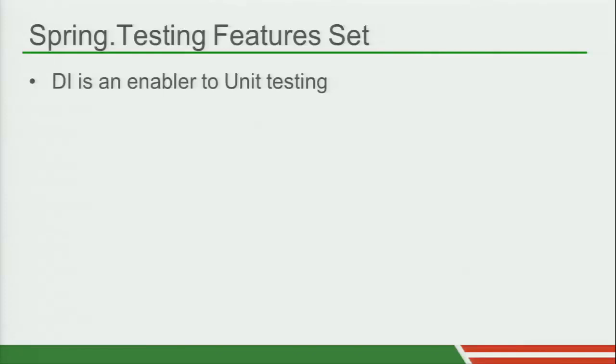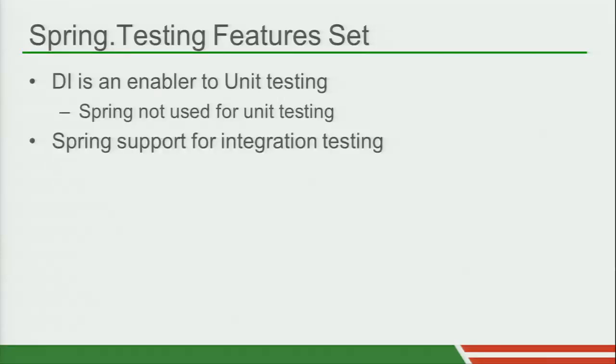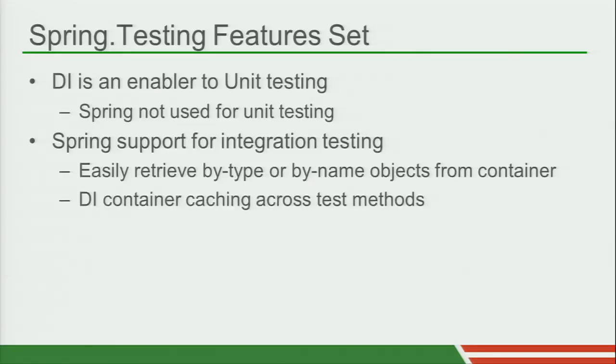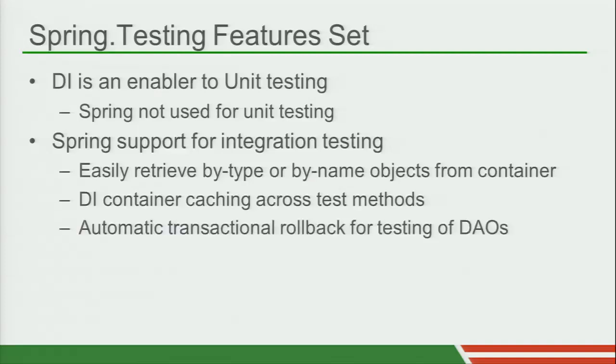Spring testing. We use dependency injection as an enabler to unit testing. We're probably all of us that write unit tests are familiar with the idea of decoupling using dependency injection in order to isolate dependencies. Typically, Spring is not used for unit testing itself, but we do have support for unit testing. As I mentioned earlier, in this case, we can easily retrieve types and objects from the container. We can cache the container across tests, so when you're doing integration testing that does involve your container, we have an infrastructure that handles not needing to spin it up every time, but making sure that it actually is in a pristine state before each test starts, right?